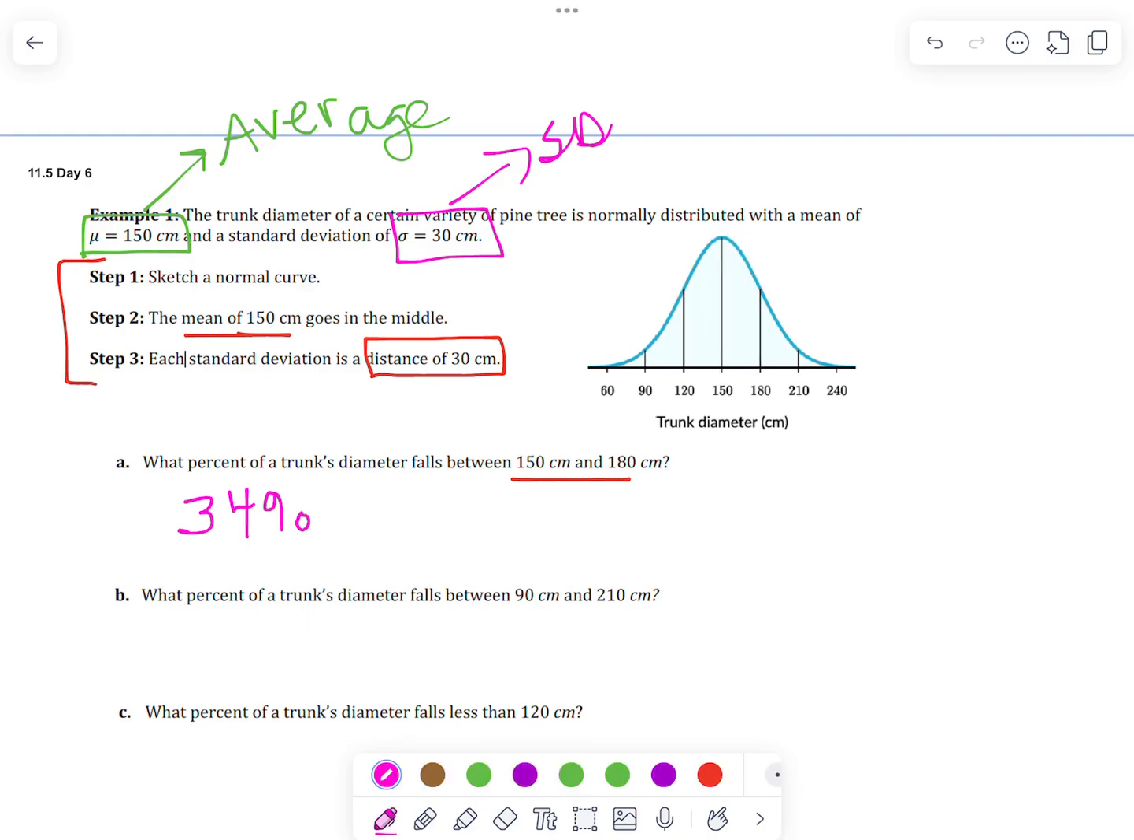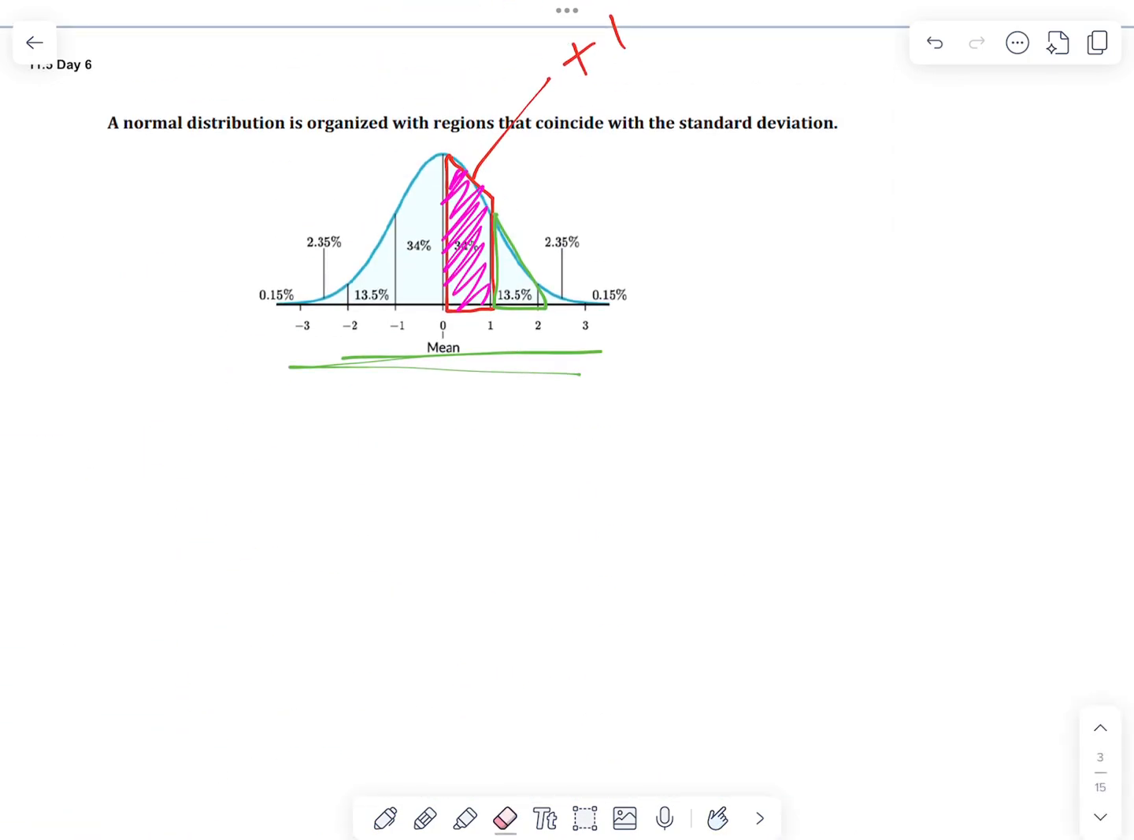Okay, B, what percent of tree trunks will fall between 90 and 210? So here's 90 to 210. The area we're talking about is that region. Here's our middle. So we have 1 standard deviation, 2 standard deviations, 3, and 4. So 4 parts. If we go up to our chart, I erase this.